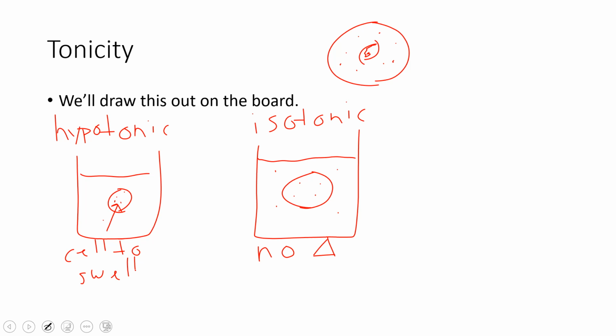So turgor pressure is created when you water a plant with regular water, which is hypotonic to the plant, so the cells in the plant can be turgid or firm and the plant can actually stand upright. The problem in you, however, is that you don't have a cell wall. You just have a plasma membrane, which is a liquid membrane, but it's made out of fats.